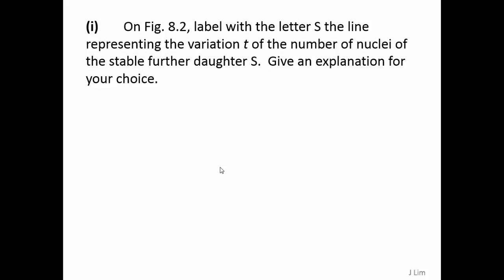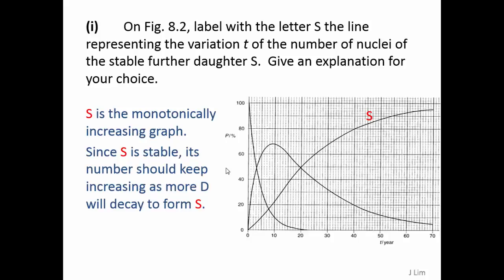On figure 8.2, label with the letter S the line representing the variation with time t of the number of nuclei of stable further daughter S. Give an explanation for your choice. So we choose S as the monotonically increasing graph. The reason is that since S is stable, its number should keep increasing as more D will decay to form S.